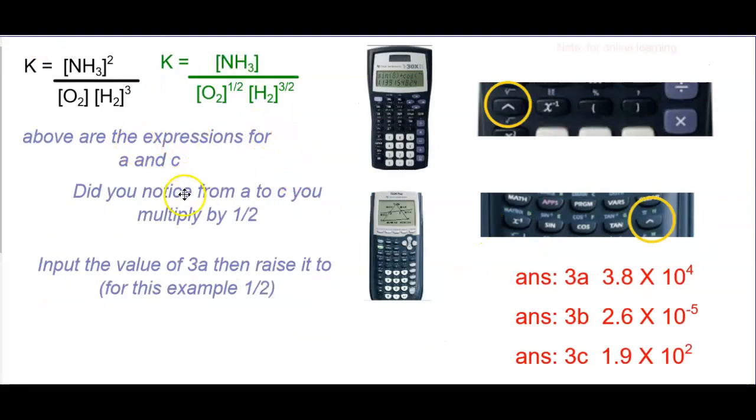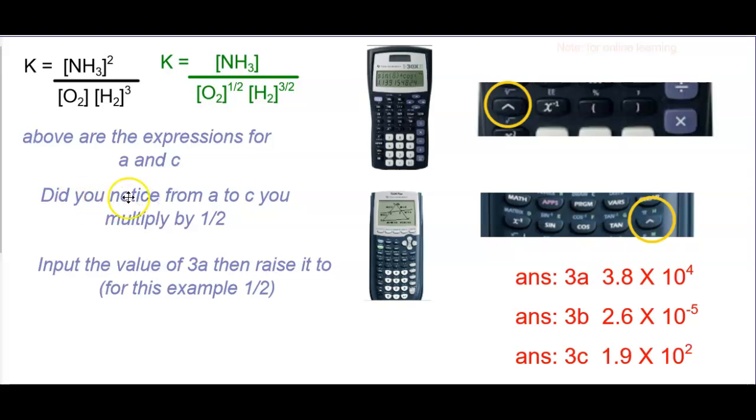Similarly, if I look at A to C, hopefully you notice that going from A to C, you multiplied by 1/2. Everything was in the same order. It wasn't flipped this time, but everything's multiplied by 1/2. So if I take 2 times 1/2, I get 1. If I take 1 times 1/2, I get 1/2. And 3 times 1/2, I get 3/2.